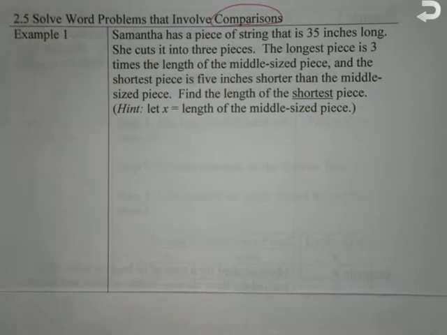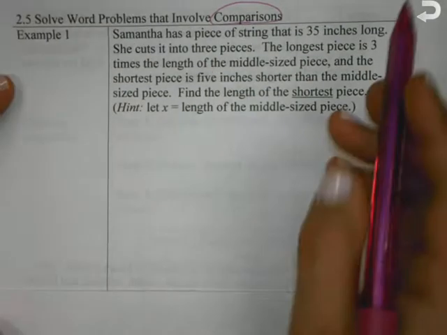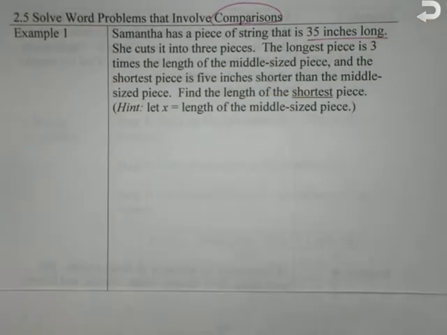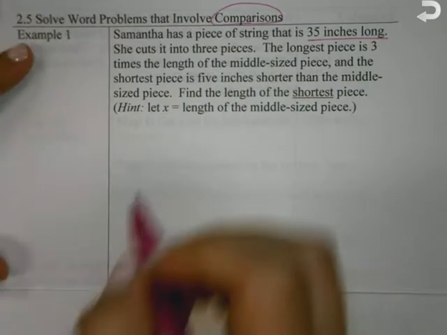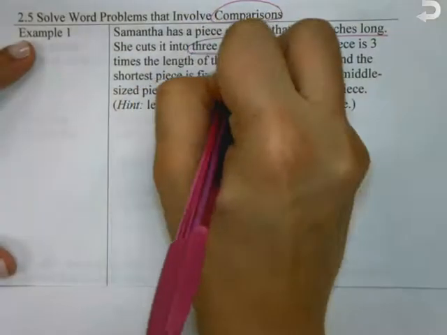Samantha has a piece of string that is 35 inches long. I have a feeling that's important, so please underline it. She cuts it into 3 pieces. So let's circle that. There's 3 pieces.